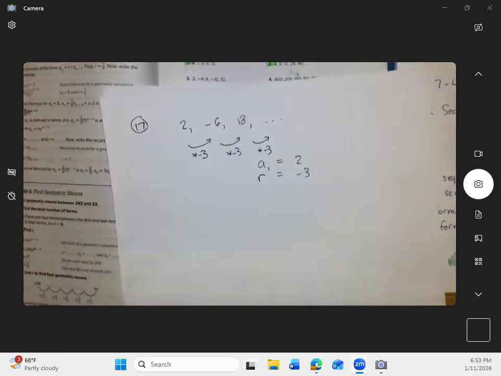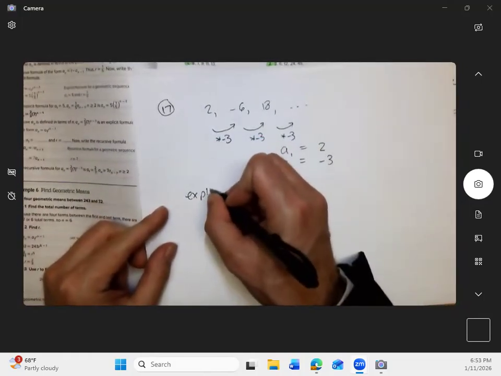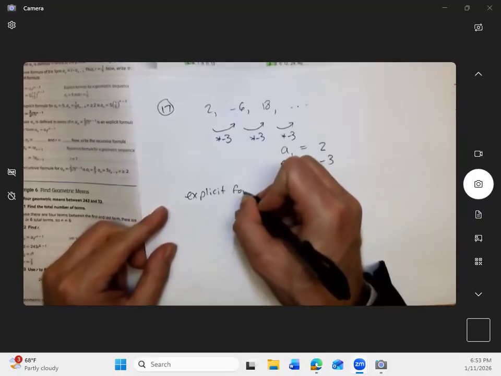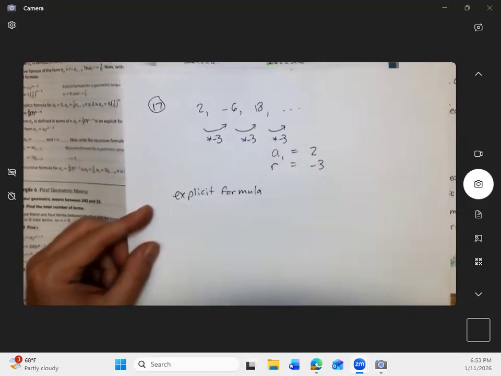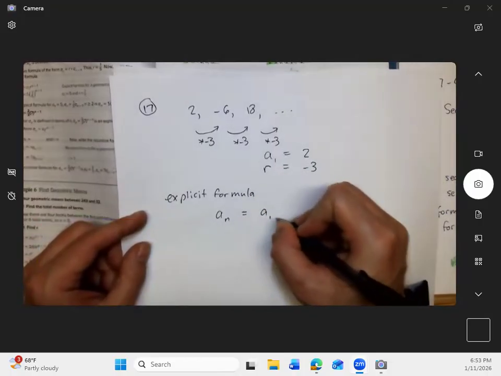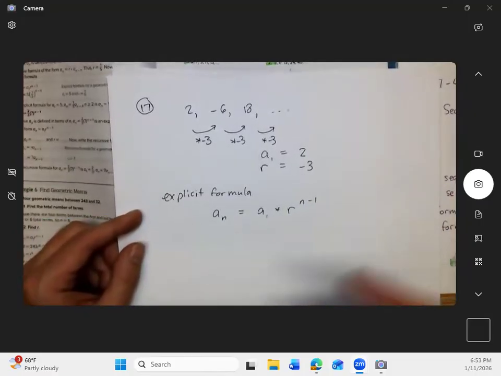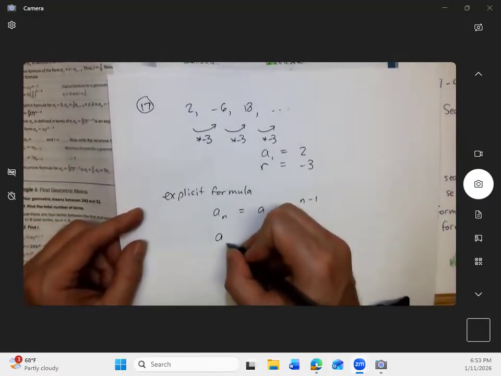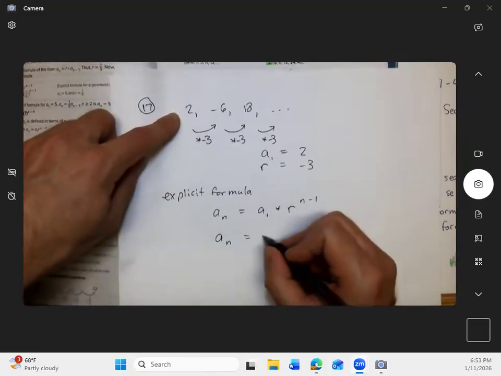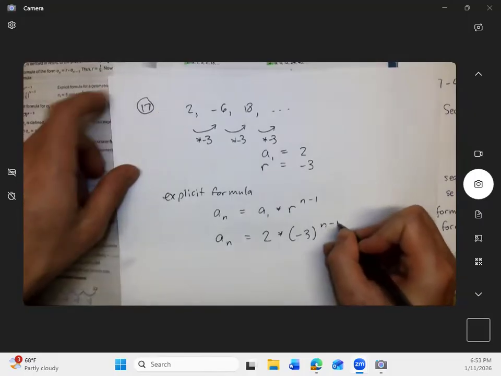So let's try an explicit and then a recursive formula. Explicit formula: I know the nth term is equal to the first term times the common ratio to the n minus 1. We've done that several times and it's been working out. So the nth term could be the first term, which is 2, times the common ratio -3 to the n minus 1.